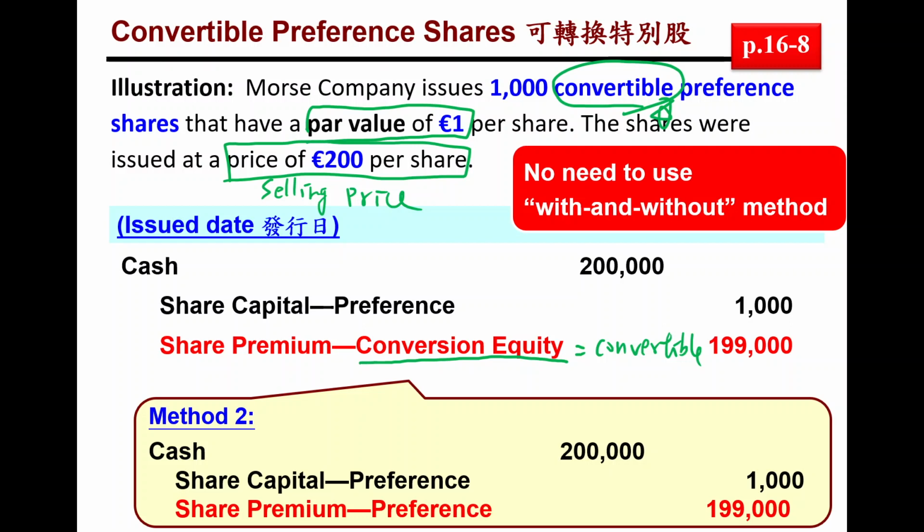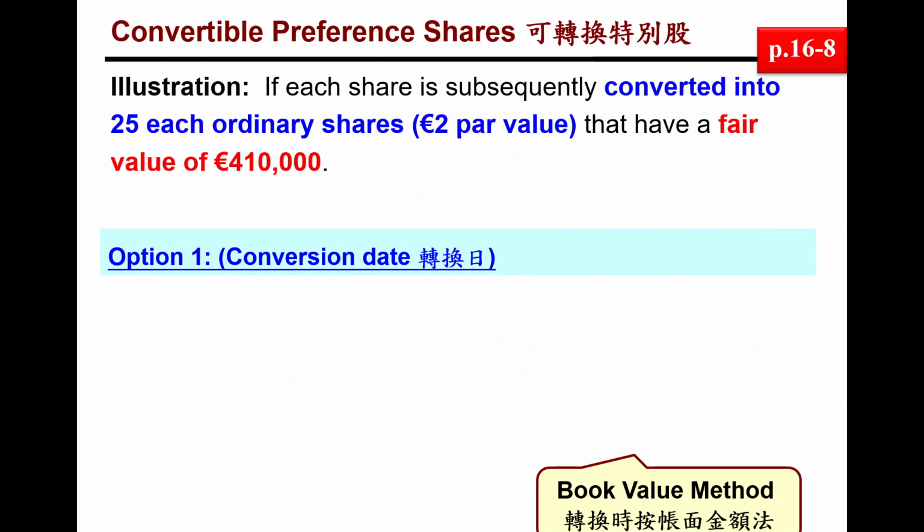Any questions for the issue date? On the issue date, we don't need to use the with and without method. Later on, in case one, what happened? Preference shareholders decide to convert into ordinary shares. The first case is the conversion date. What does it mean? Preference shareholders want to become your boss, ordinary shareholders. Which method do we use? Book value method. Please finish by yourself.